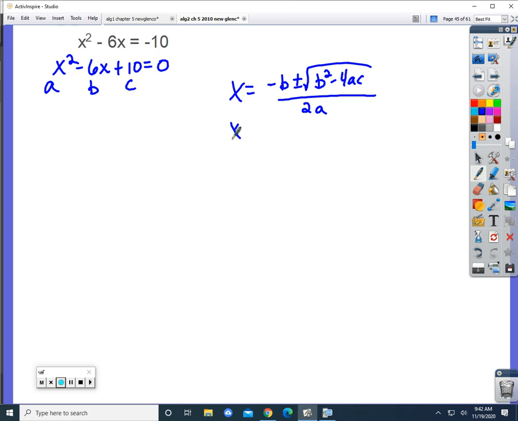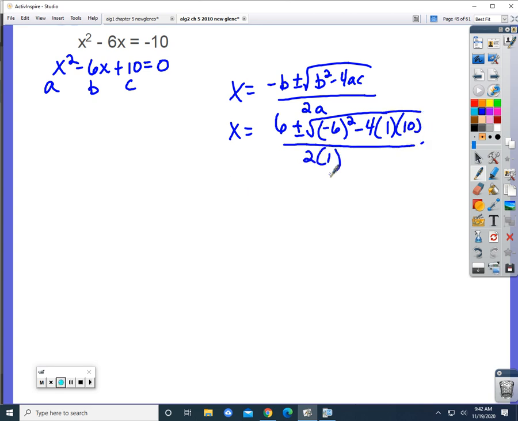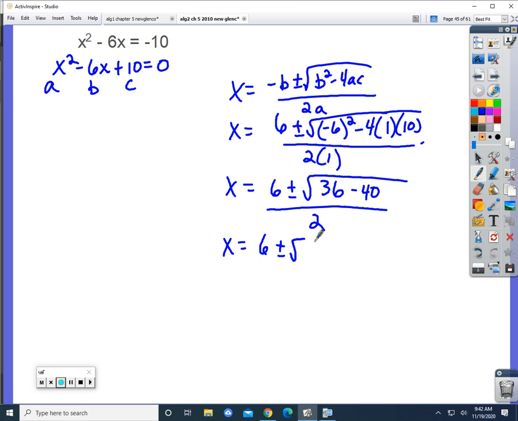So B is -6, so that actually means it turns into a +6. And here's a commonplace mistake. If you don't put parentheses around this -6, you're going to get the wrong answer underneath here. So make sure you take care of that. A is 1, C is 10, and 2 times 1. We'll see what we get on this one. 36 minus 40 all over 2. So we're going to get 6 plus or minus, and this will be a -4 all over 2.